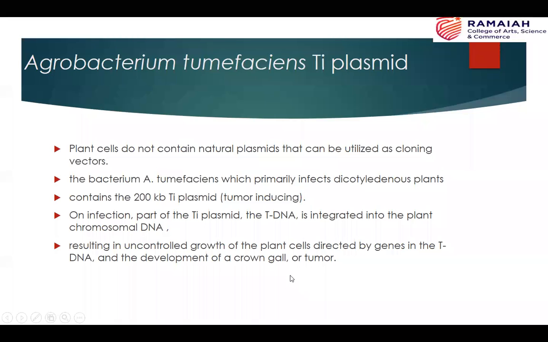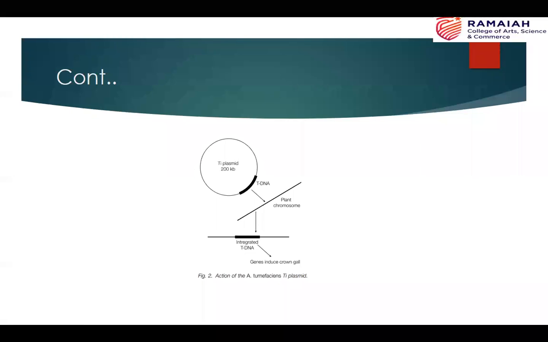There is a bacterium, Agrobacterium tumefaciens, that contains the Ti plasmid. This is the tumor inducing plasmid. A portion of this Ti plasmid called T-DNA has the property to get integrated with the plant chromosomal DNA. When it gets integrated with plant chromosomal DNA, it induces tumor, a disease condition known as crown gall disease. So you look at the action of this Agrobacterium tumefaciens Ti plasmid. As I told you, it is present in Agrobacterium tumefaciens. This is the Ti plasmid.